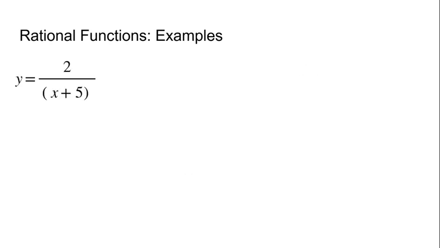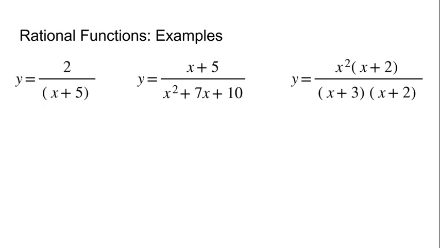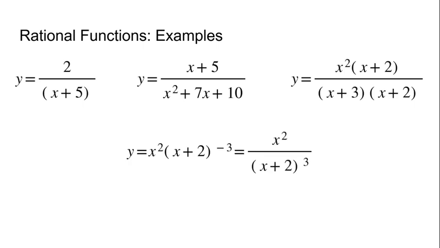Some examples of rational functions include this, and this. But we might get something that doesn't seem rational at first, but if we rewrite it or use some of the rules we've seen in the past, we reveal that it does in fact meet the criteria we're looking for.